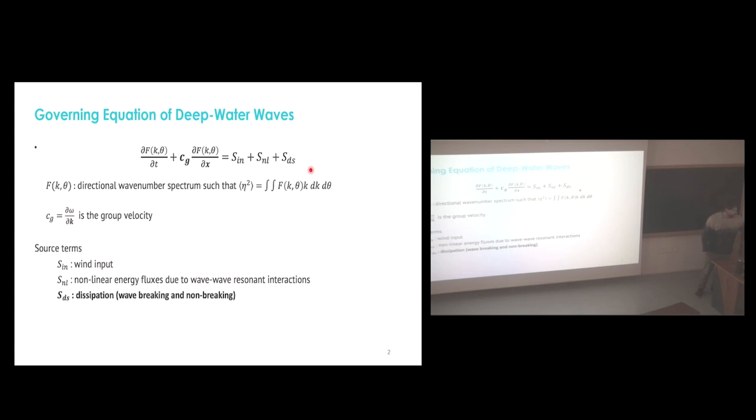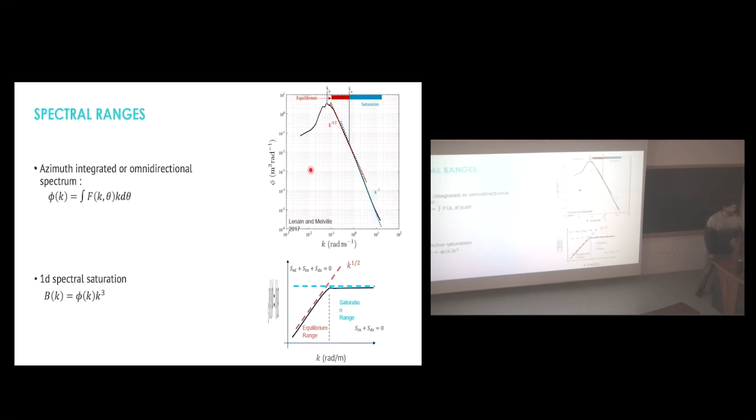So let's talk a little bit about the spectral ranges. If we integrate our spectrum in azimuth, we get two main ranges, two power laws. You get the k to the minus 2.5. And in there, the main balance is assumed to be between wind input, wave-wave interactions, and dissipation.